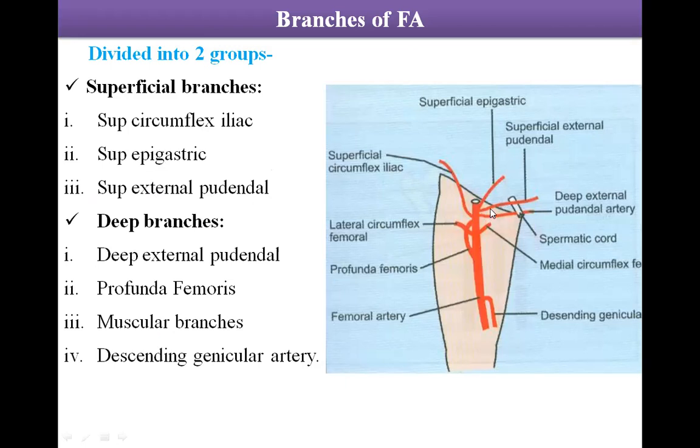Superficial external pudendal artery, superficial epigastric artery, and superficial circumflex iliac artery, which runs towards the anterior superior iliac spine. Deep branches are deep external pudendal artery. Here is the deep external pudendal artery. Then profunda femoris artery. Here is the profunda femoris artery. Then there are many muscular branches and the descending genicular artery, which is given in the adductor canal. So the seventh branch of the femoral artery, that is the descending genicular artery, is given in the adductor canal.